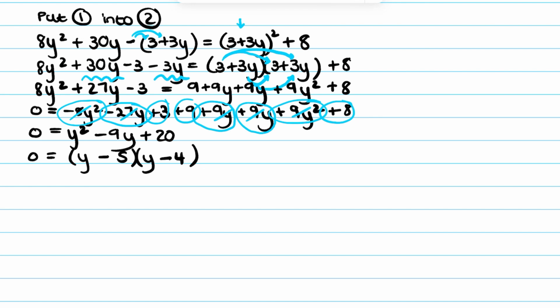Remember, you can check yourself here. So ask yourself, okay, negative 5 minus 4, does that give me negative 9? It 100% does. And then if you say negative 5 times negative 4, will that give me positive 20? Yes, indeed. So now you know that the numbers that you've stuck in your brackets are correct. Now, all that's left to do is to solve for y. So we have y minus 5 equals 0 and y minus 4 equals 0. So y will equal 5 and y will equal 4. And those are your final answers here.